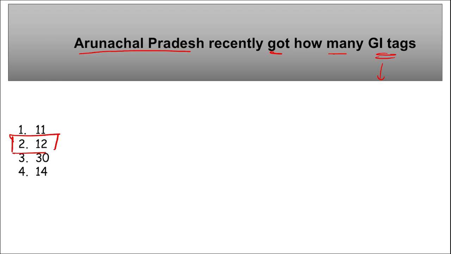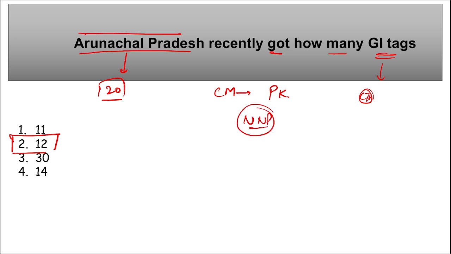Then if I ask you where the geographical indication registry is, it is in Chennai, Tamil Nadu. So coming back, Arunachal Pradesh received a total of 12 GI tags, and the total number of GI tags in Arunachal Pradesh is 20. If we talk about the Chief Minister of Arunachal Pradesh, who is he? Pema Khandu. And apart from this, remember, Namdhapa National Park is also located in Arunachal Pradesh.